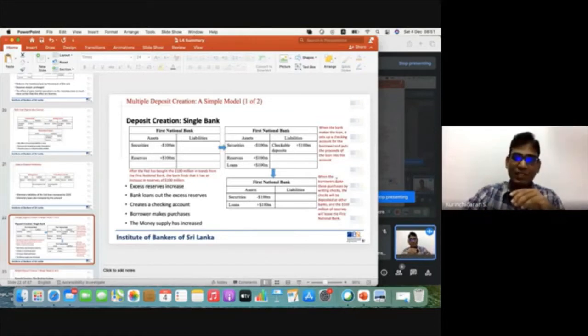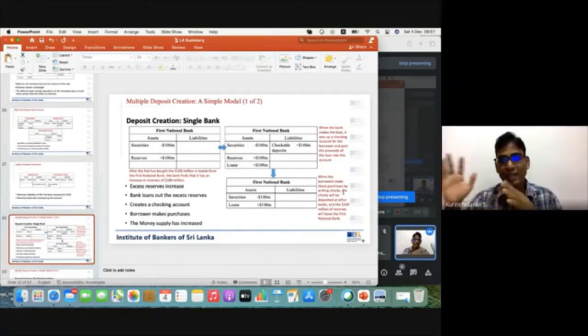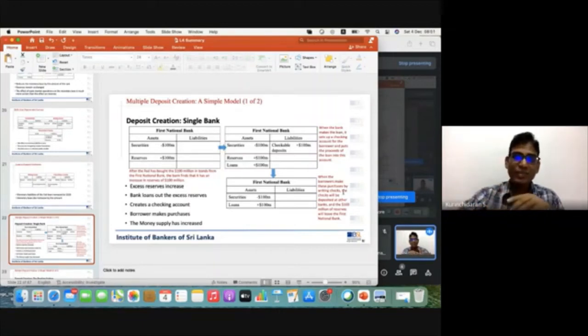So now let's assume the borrower makes a purchase by writing checks. The check will be deposited at another bank, right? You are writing a check and giving it to purchase some products, so that is taken to another bank for realization. So now deposits move from the First National Bank to some other bank. When they move these deposits, you don't need to have reserves. So finally the First National Bank will be left with only the securities minus, and then the loan. Security has been transformed into loan.